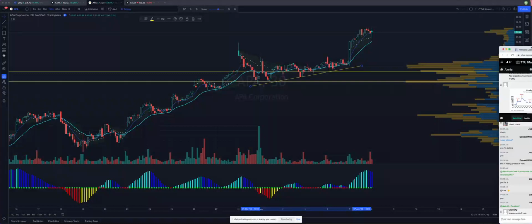Remember, it's OpEx week and it's going to be choppy. So be careful out there. And FOMC tomorrow is going to bring some volatility. So be ready for it.